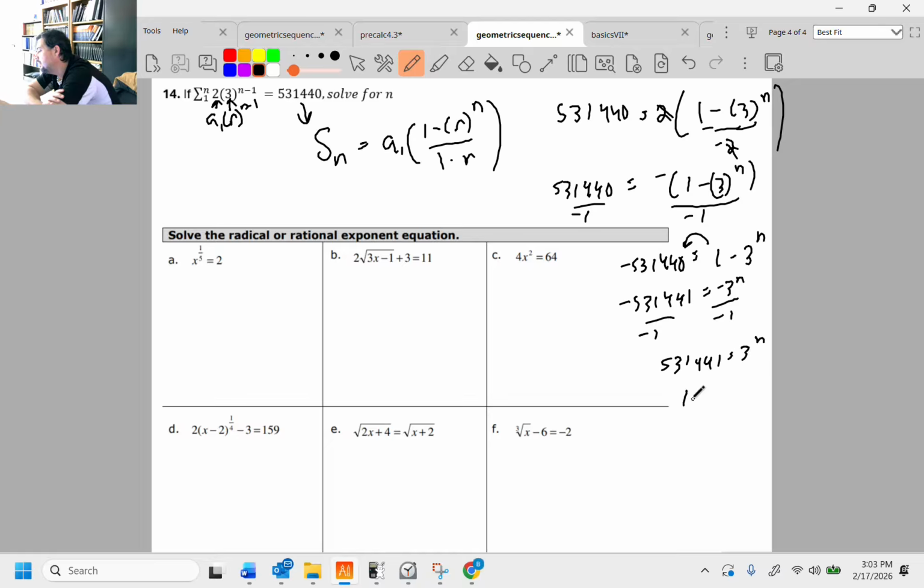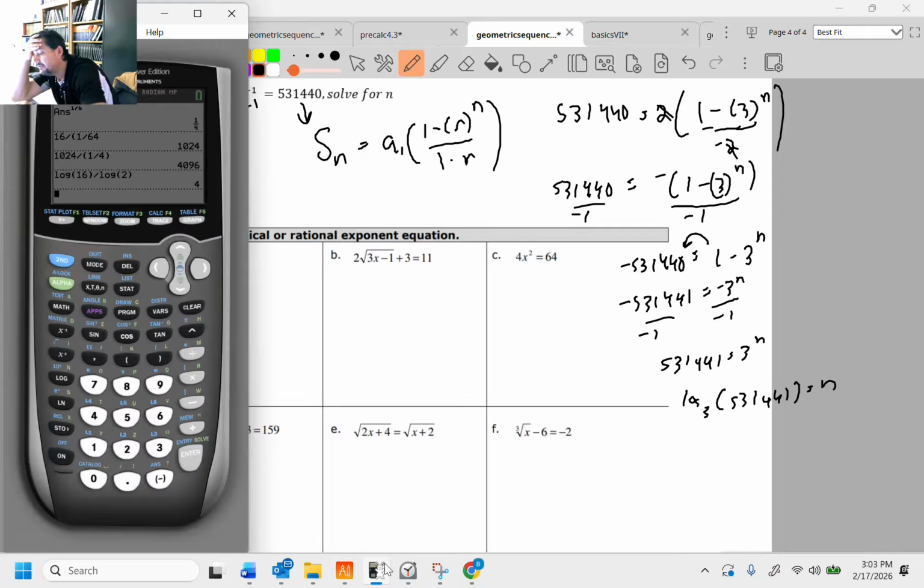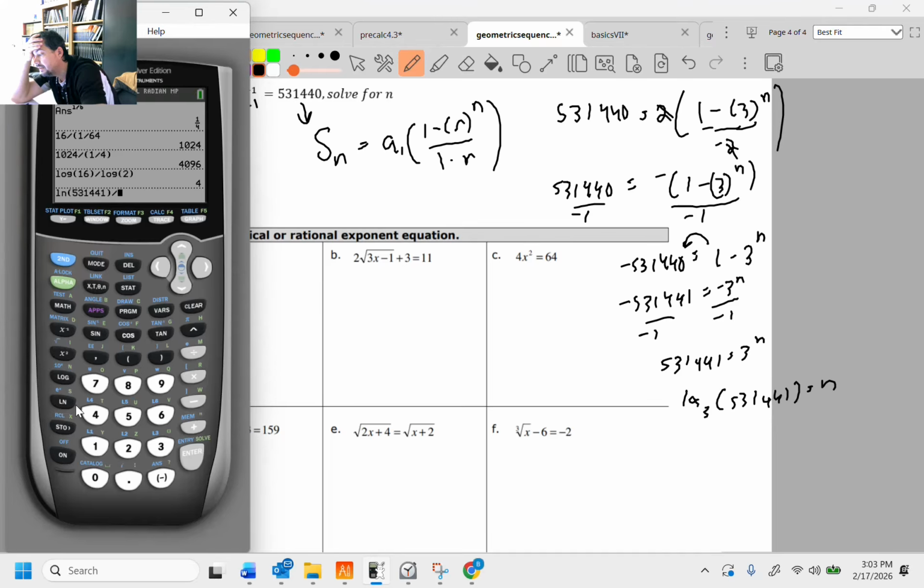Log is bay. Log base 3, argument 531,441 equals n. Change of base in a TI-84, the natural log of 531,441, sitting pretty over the natural log of 3, should be my answer, and it was 12.